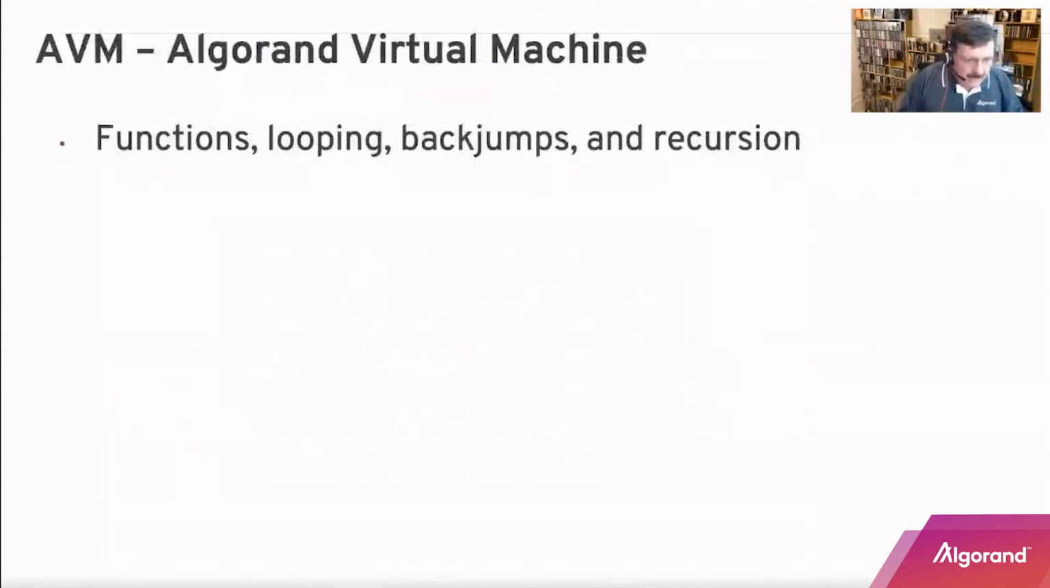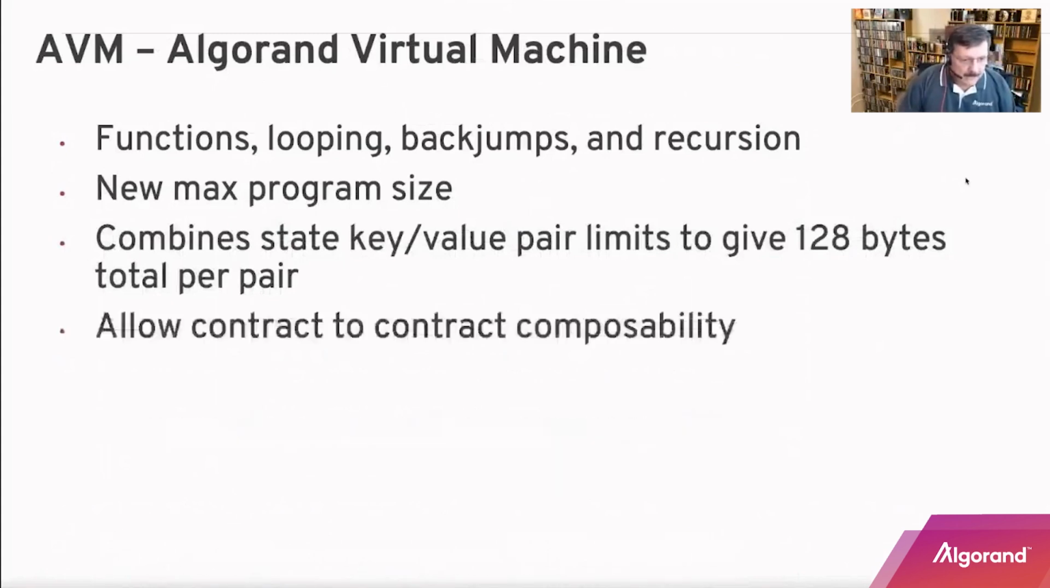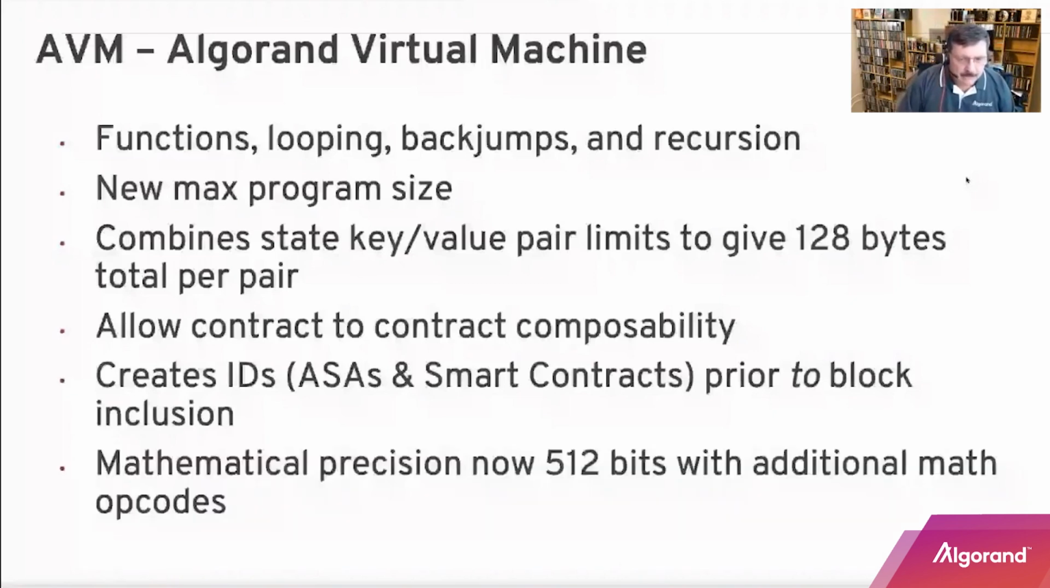Basically, AVM introduces functions, looping, back jumps, recursion, right? A real programming language. It also increases the max program size from 1 KB to 8 KB, and combines state key value pair limits to give a 128 bytes total per pair. It also allows contract composability via transaction group, shared scratch space, and provides newly created IDs, which is really big for ASA and smart contracts, prior to block inclusion via transaction group. Also, it enhances mathematical precision to 512 bits, and introduces additional math opcodes.